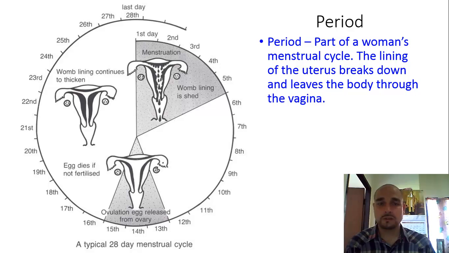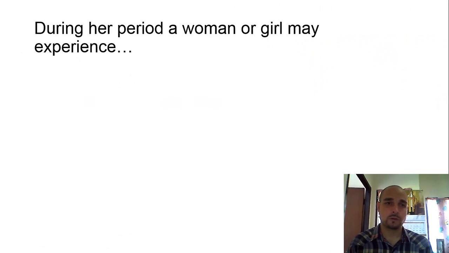So here is a definition for the period. It's the part of a woman's menstrual cycle. It's when the lining of the uterus breaks down and leaves the body through the vagina. Okay, you've already written down what happens at different parts of the menstrual cycle, so you don't have to copy this diagram. Okay, during her period, a woman or girl may experience, these are things that might happen in a woman or a girl.